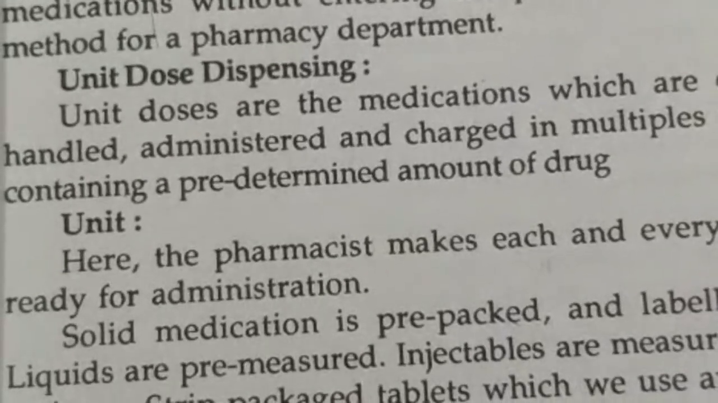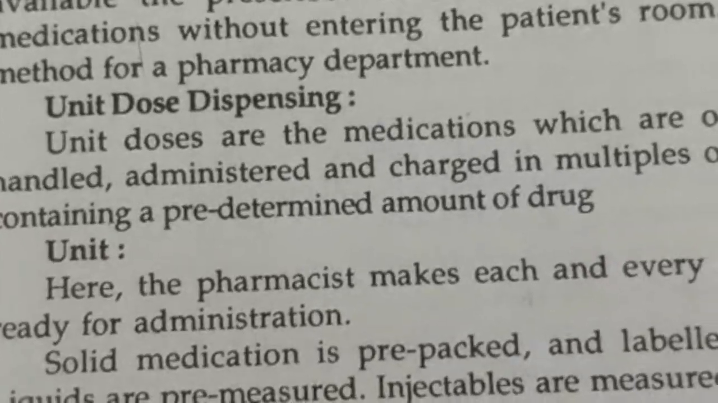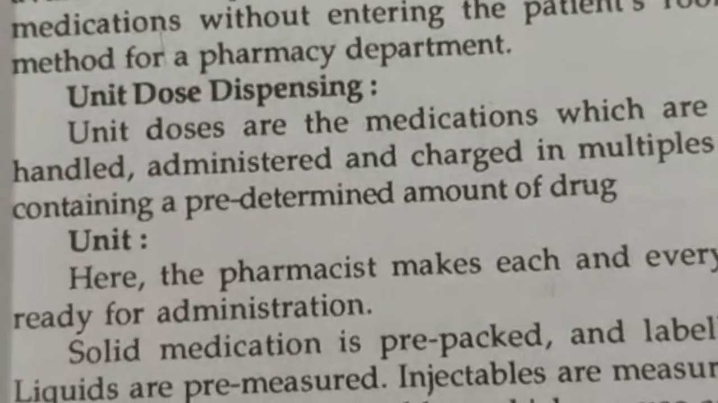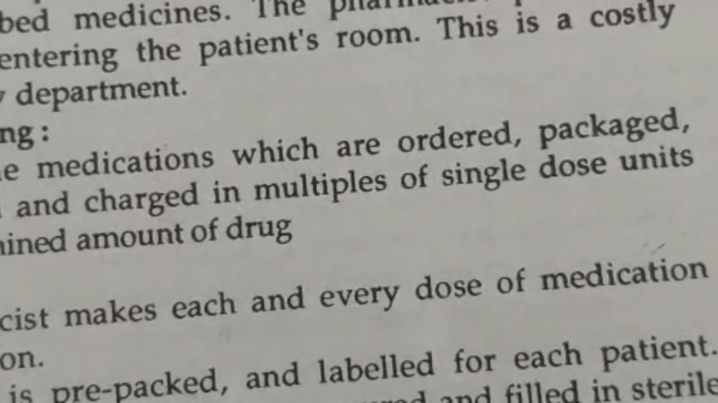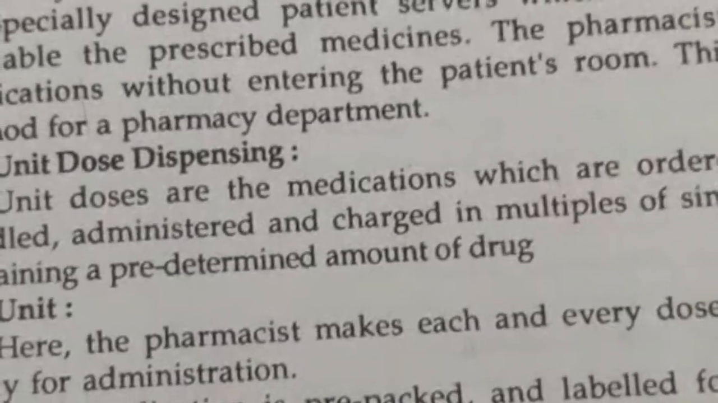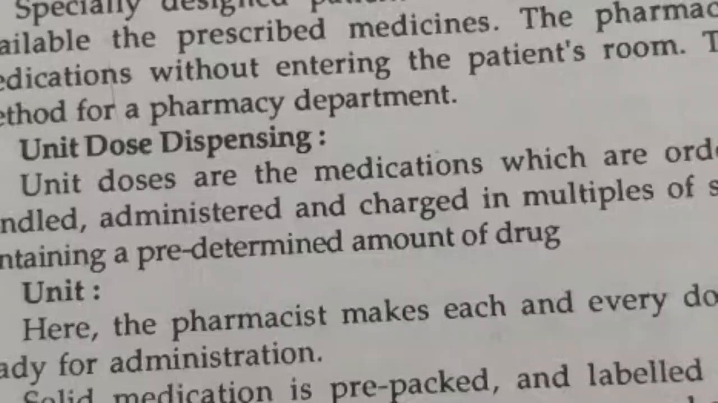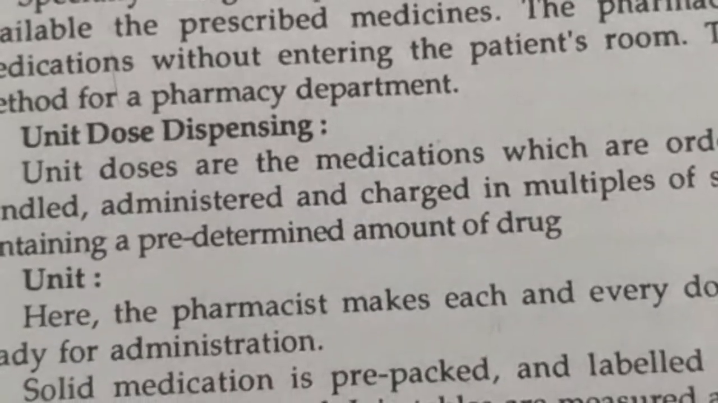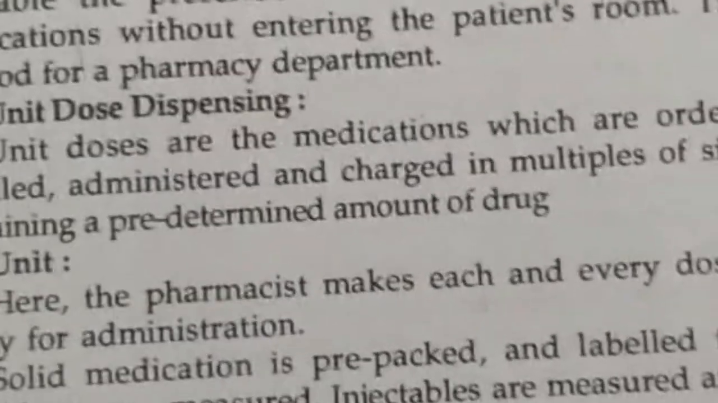First question you note down: define unit dose dispensing. Unit dose dispensing refers to medications which are ordered, packed or packaged, handled, administered and charged in multiples of single dose units containing a predetermined amount of drug. So when you are subdividing your predetermined amount of drug into multiple single units, that is called unit dose dispensing. So in small units you are dispensing the drugs.